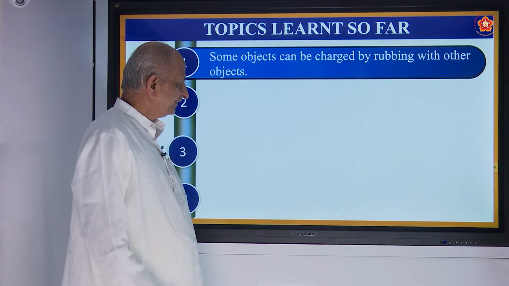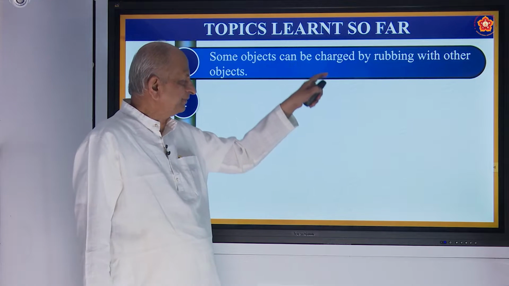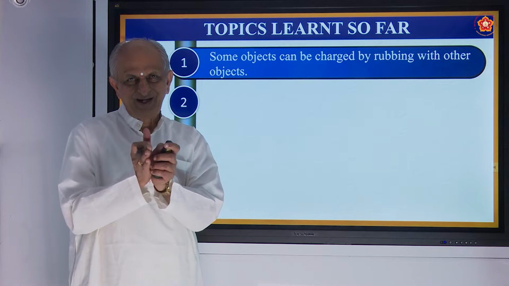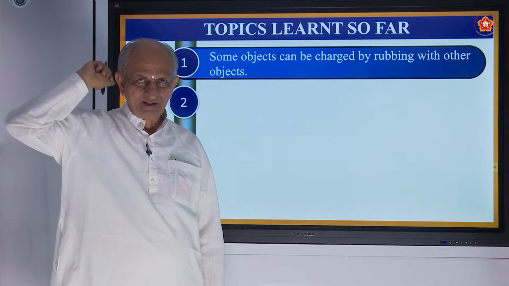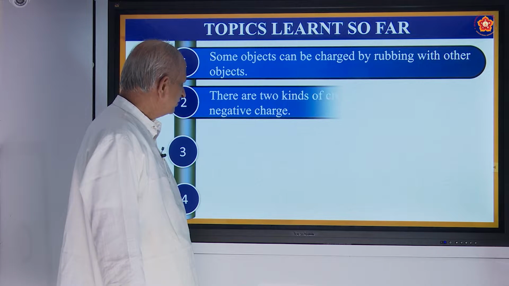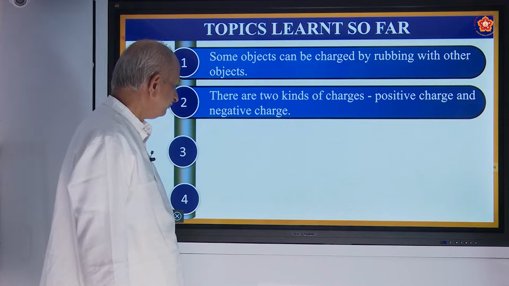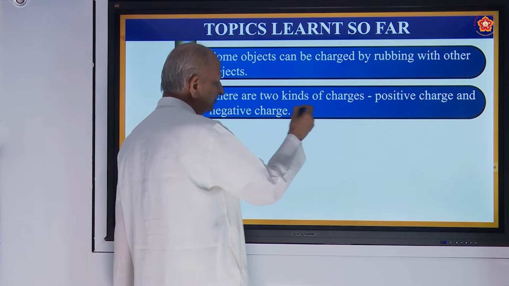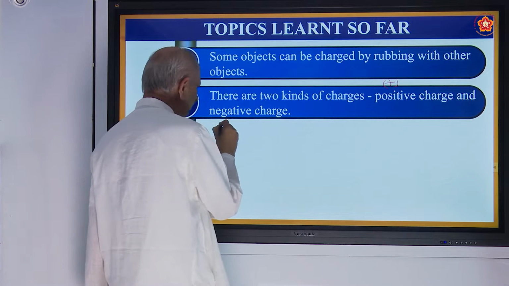So we have seen in the previous class that some substances can be charged by rubbing with other substances. Even if you rub your hands, they become hot. If you rub a comb against your hair and bring it near paper pieces, it attracts them. So, due to the rubbing of the substances, charges will be produced. What kinds of charges do you have? You have two kinds of charges. One is called positive, another is called negative.